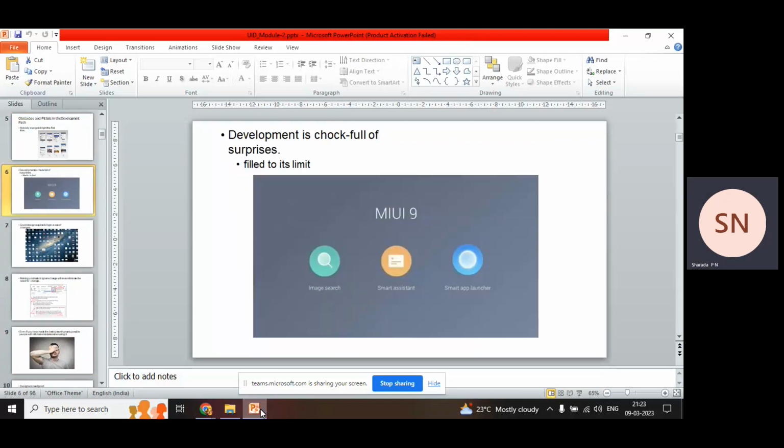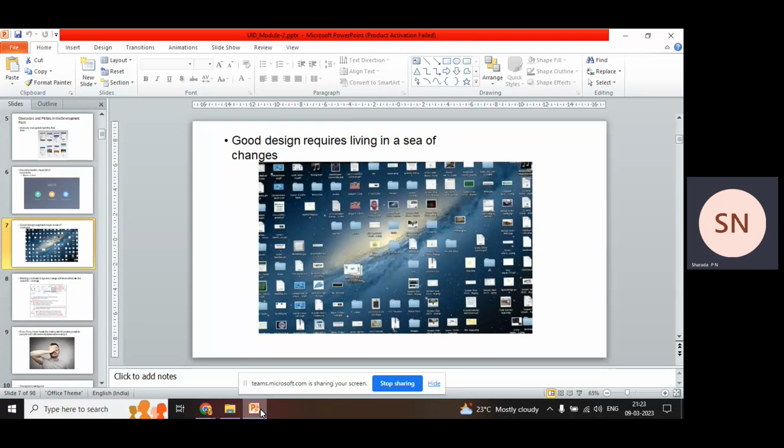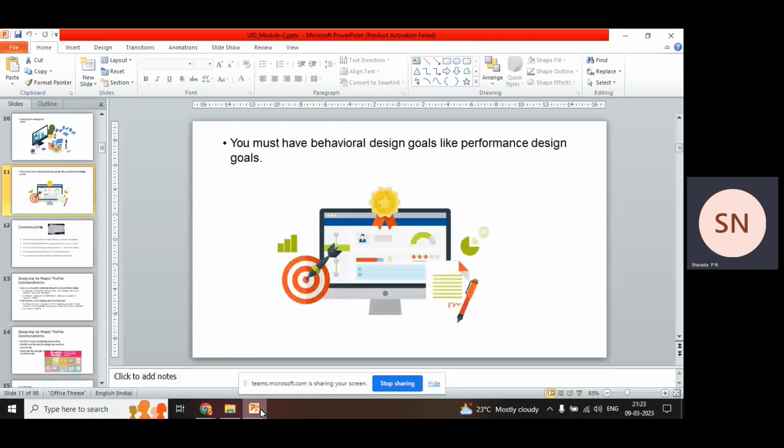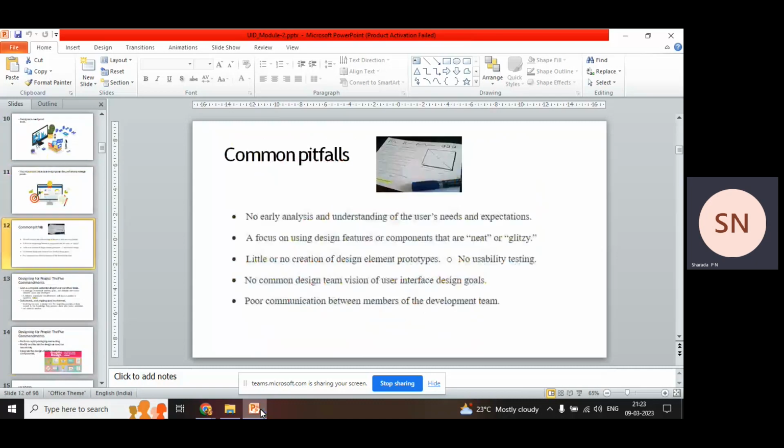Next, you must have behavioral design goals like the performance design goals. The first five conditions listed will occur naturally because people are people, both as users and as developers. These kinds of behavior must be understood and accepted in the design. User mistakes, while they will always occur, can be reduced.